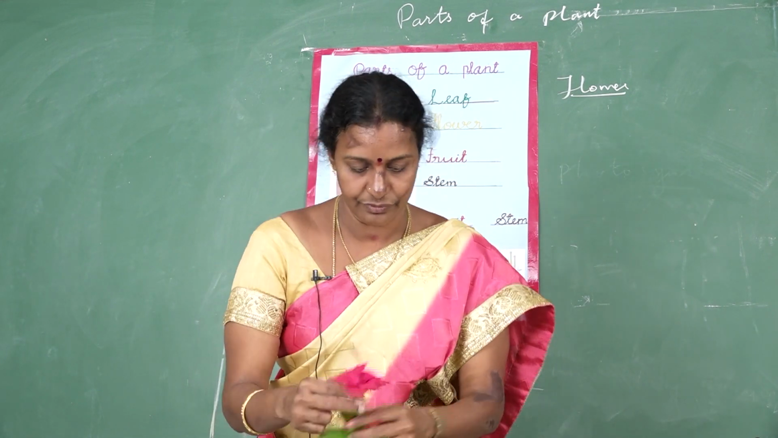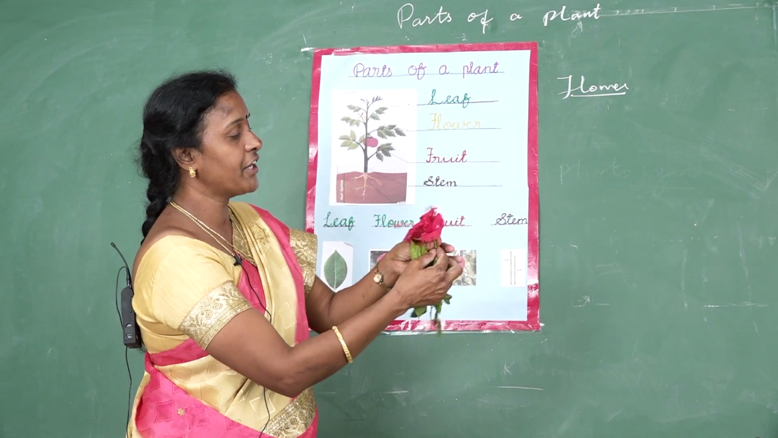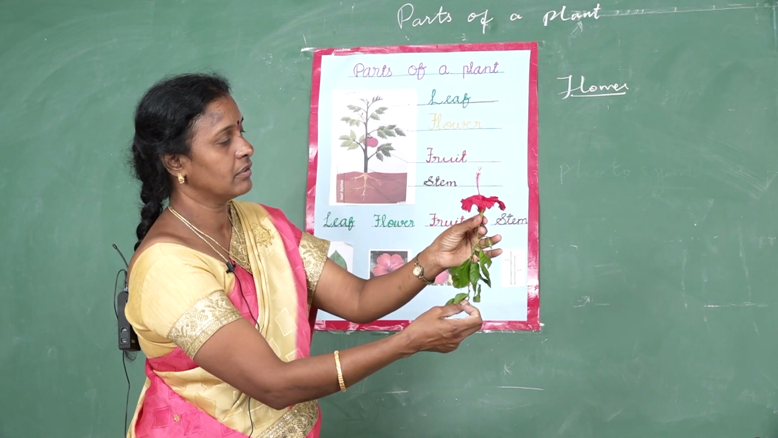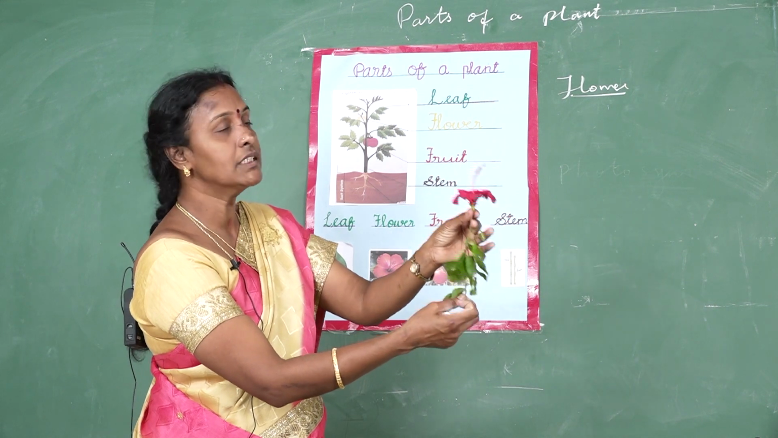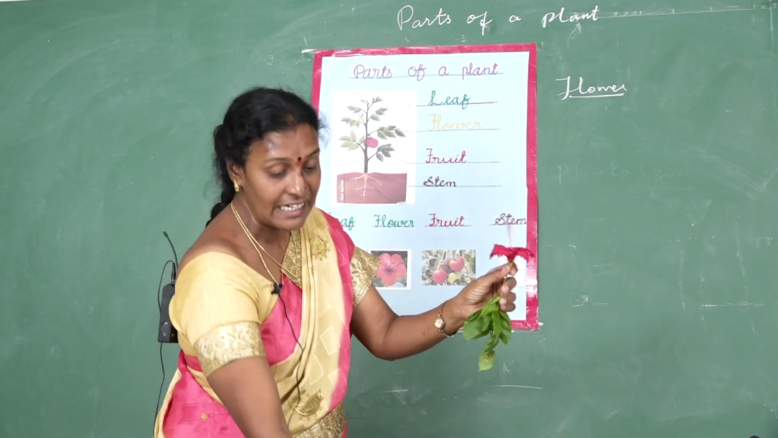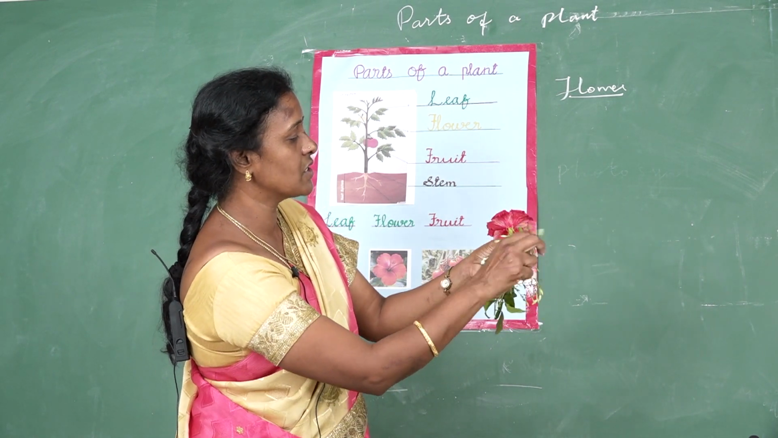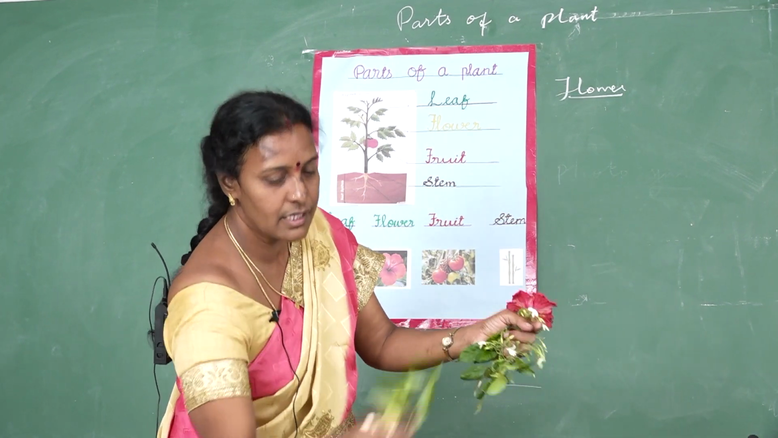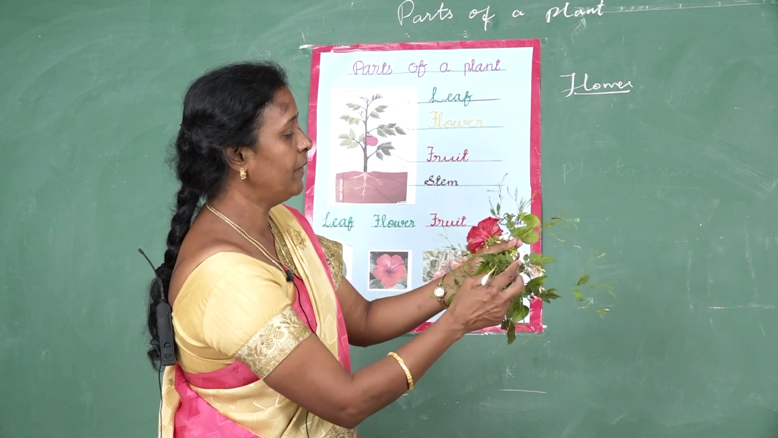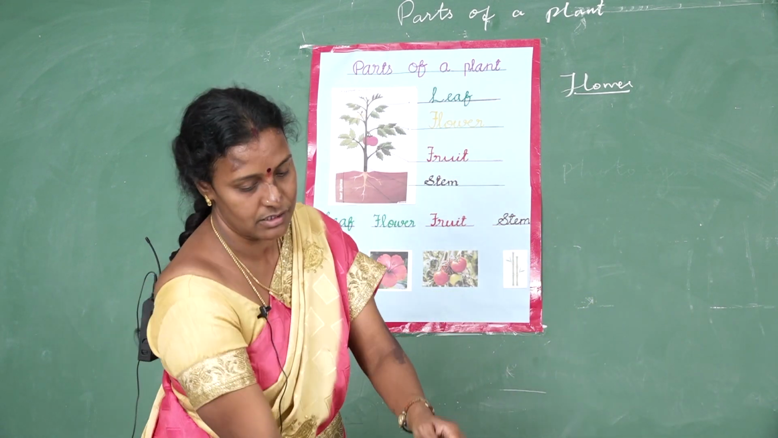You see the flower. It is the most attractive part of the plant. So, it attracts birds and insects. There are different colors also. You see that this jasmine, this hibiscus, this pink jasmine, all are different colors.